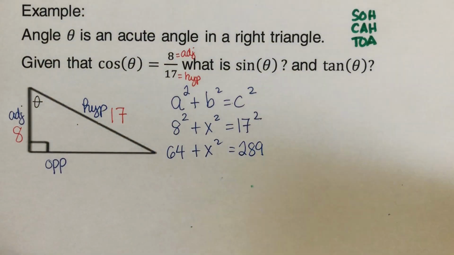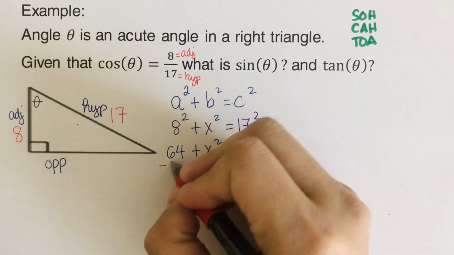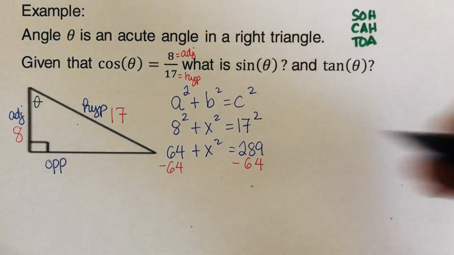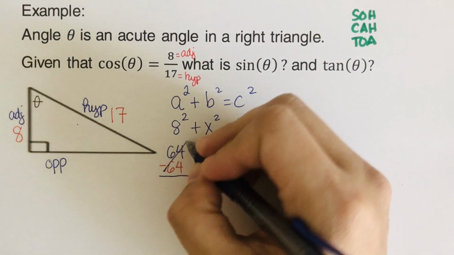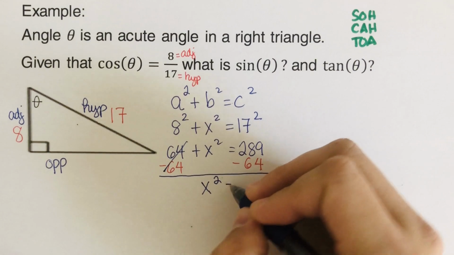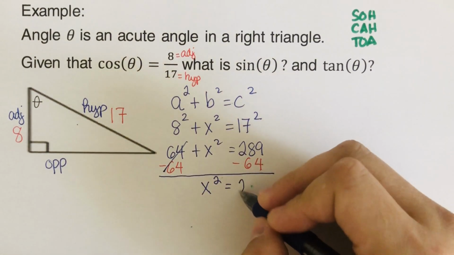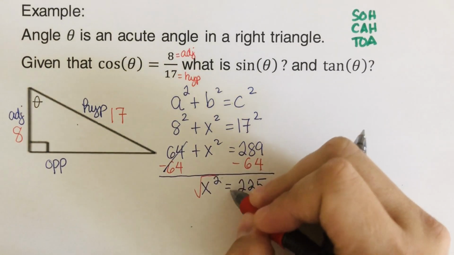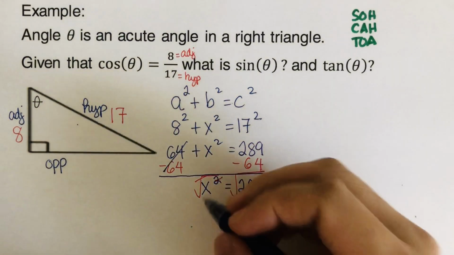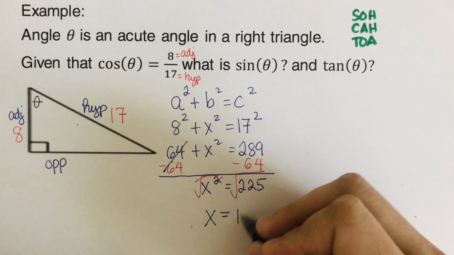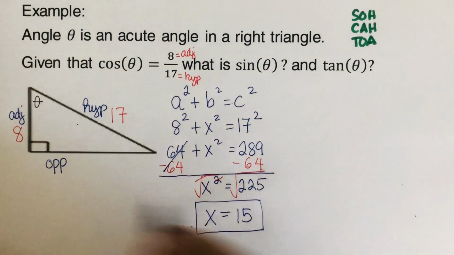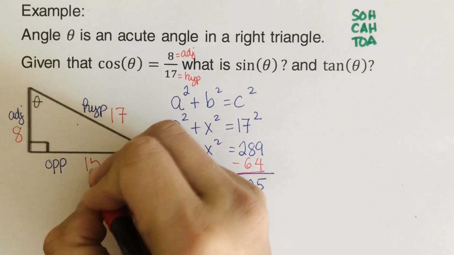We want the x by itself, so we subtract 64 from both sides so that we can cross the 64 out. We are left with x squared equals 225. We square root both sides, so x is equal to 15. So our missing side is 15.